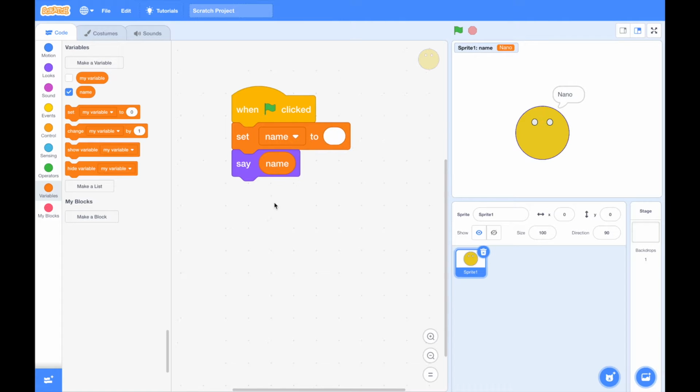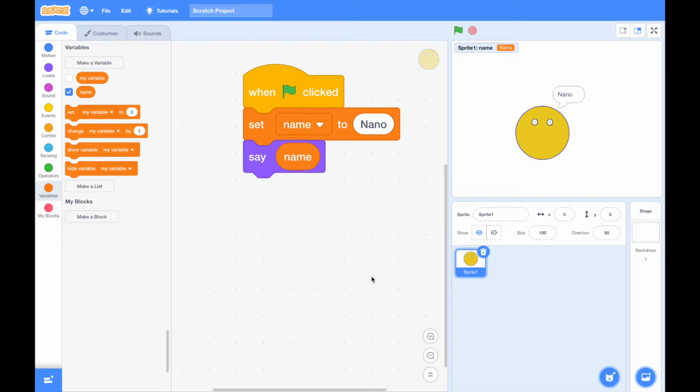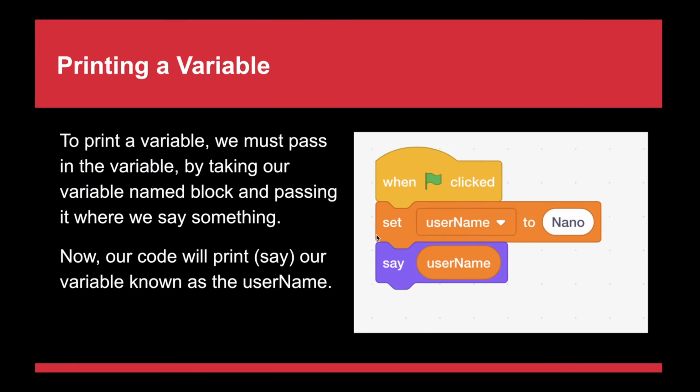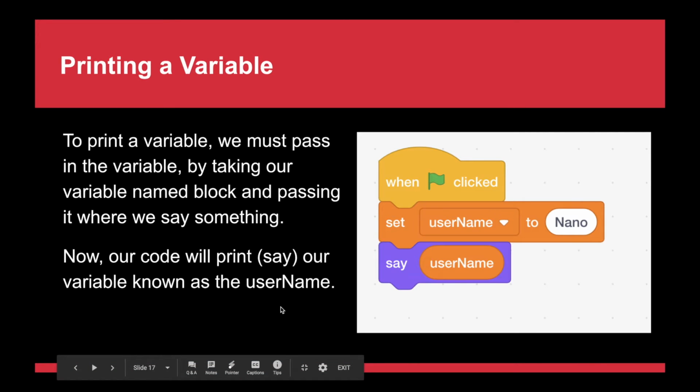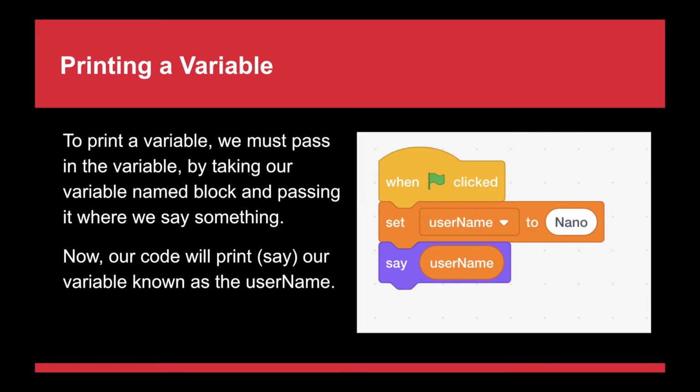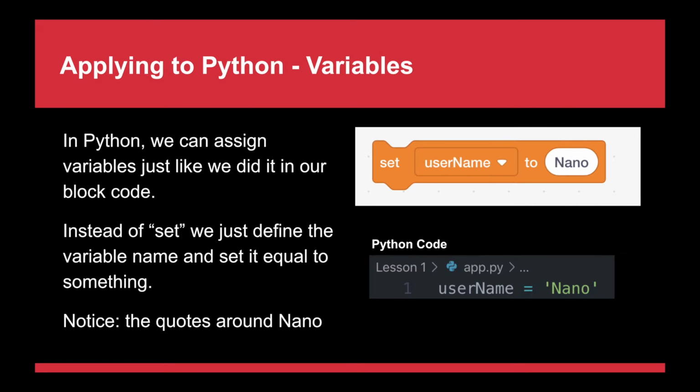Exactly. So you set name to Nano, say name, which is Nano. I hope you're getting this. This is pretty simple block code. Now the code prints what we want it to. Conditions met. Now in Python we can assign variables just like we did in our block code.